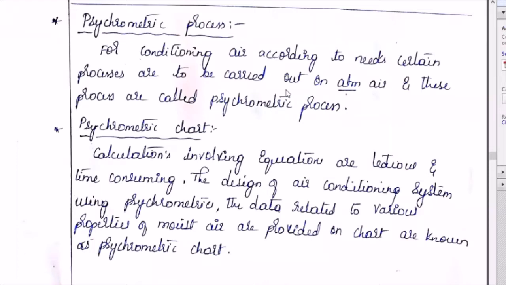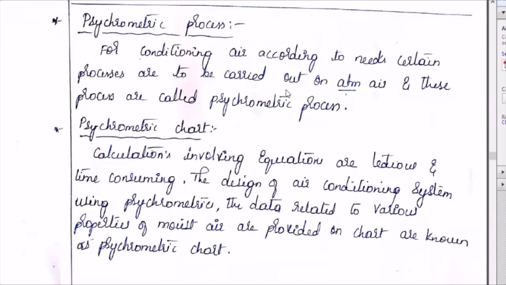Calculation, as I told you before, means using the equations, substituting the values, and calculating the data. It takes time and kills time. Due to this, we go for a chart. That chart provides you all the data. In a short amount of time, you can extract the values required. That is what we call the psychrometry chart.